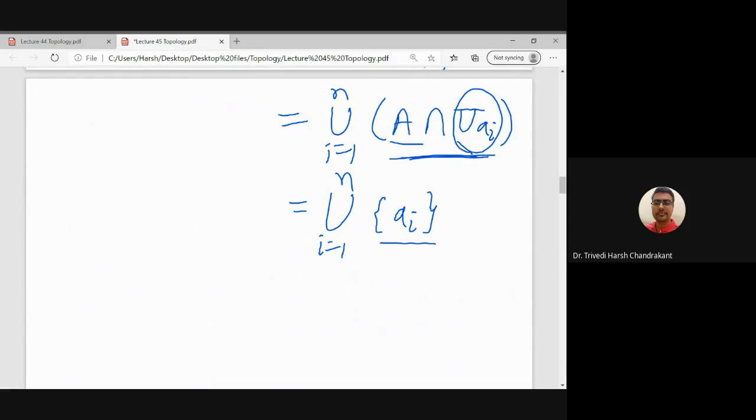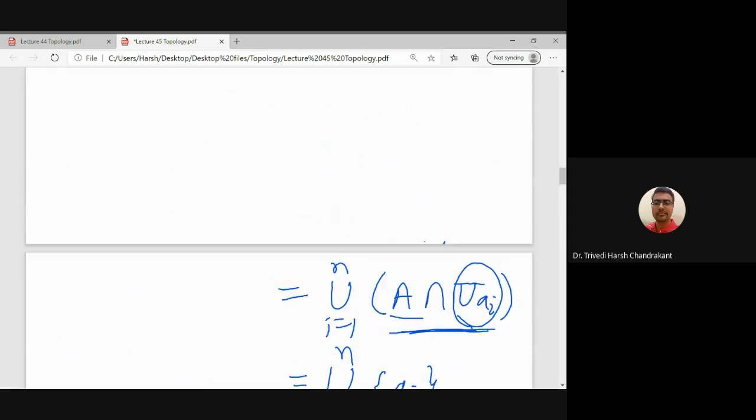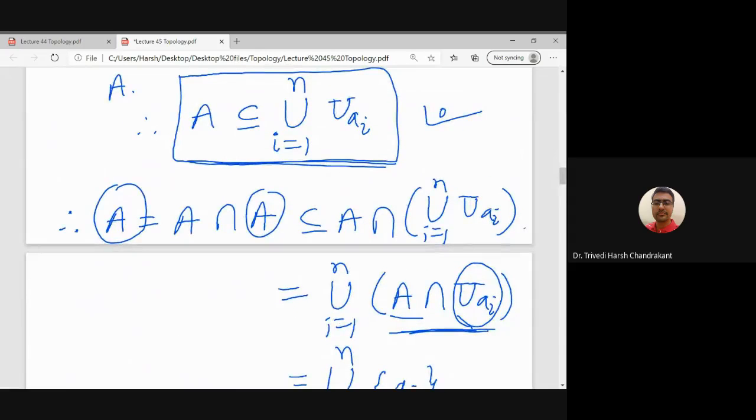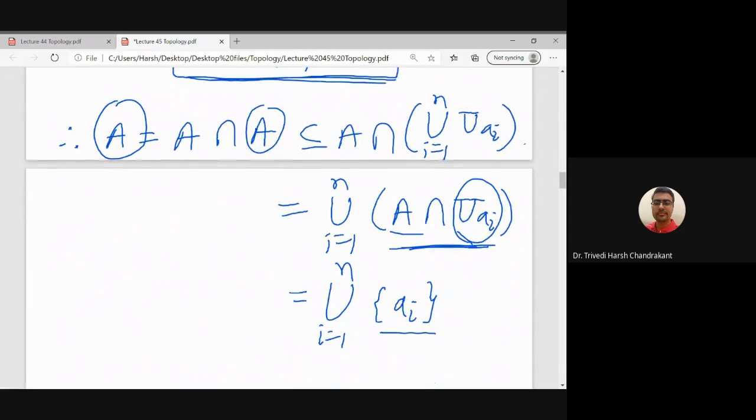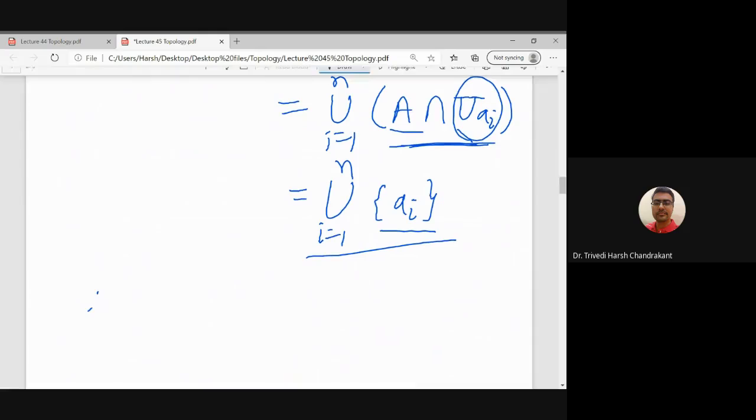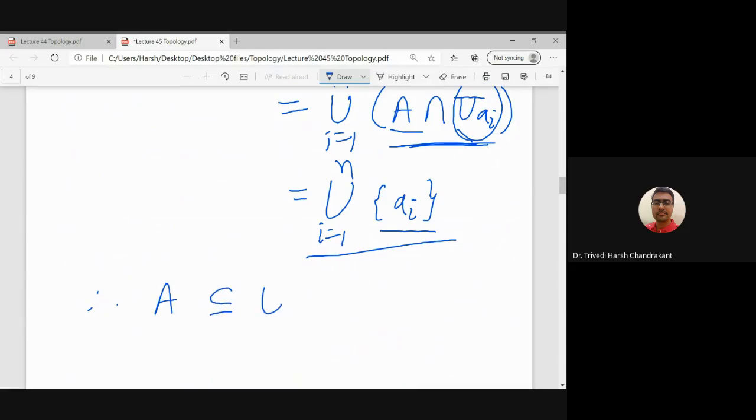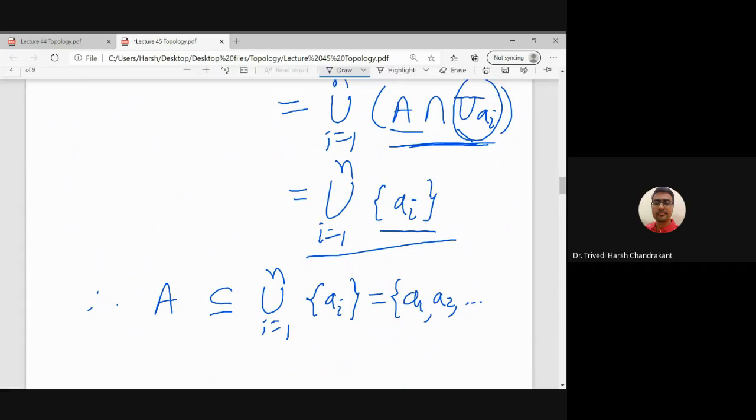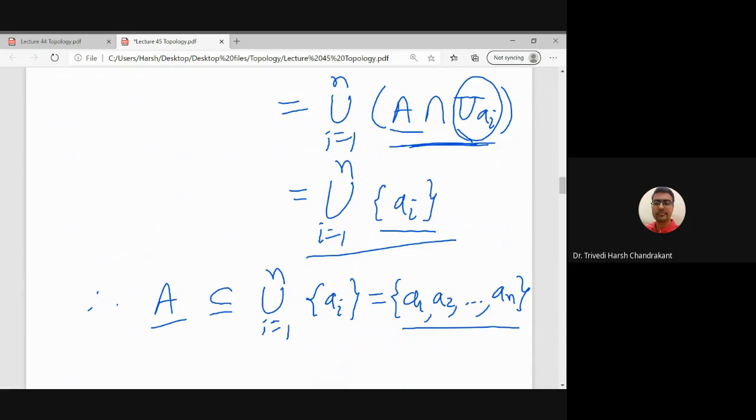So these two sets are same, and so finally what we get is that the set A is a subset of this finite union, right? So finally what we get is that A is a subset of the union, i running from 1 to n, of singleton {ai}. So this is nothing but the set {a1, a2, ..., an}. So A is a subset of this set, and this set is a finite set.